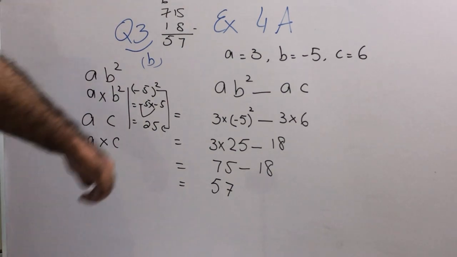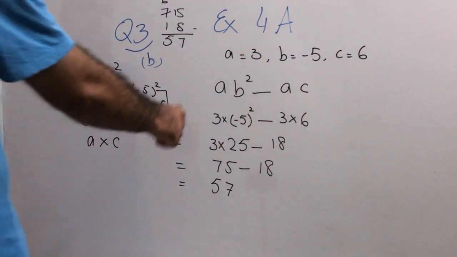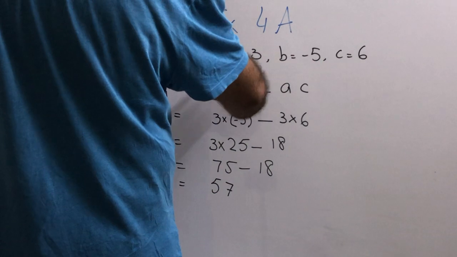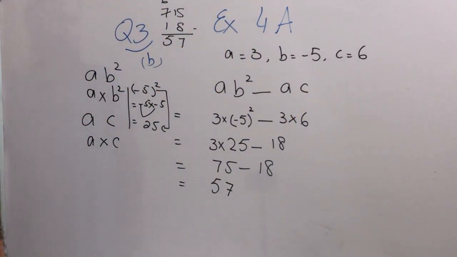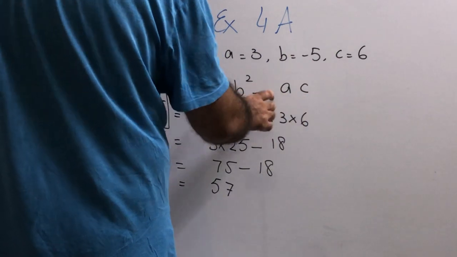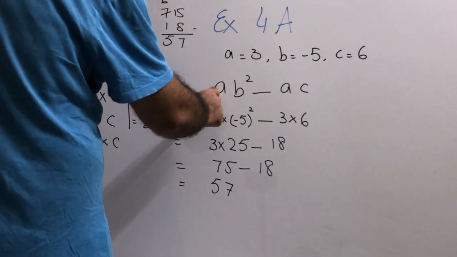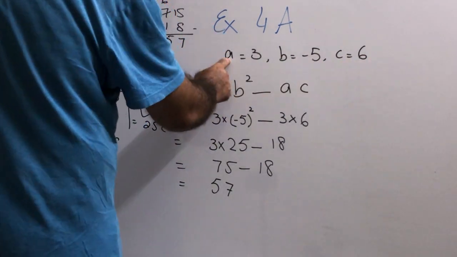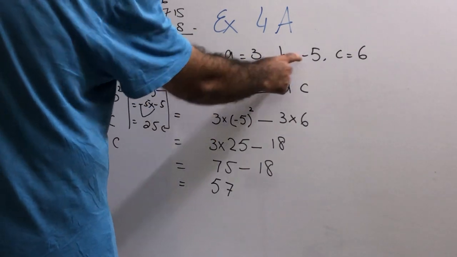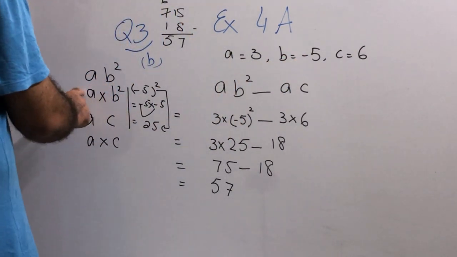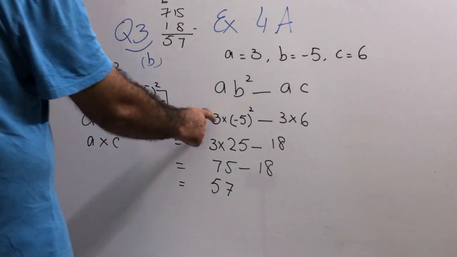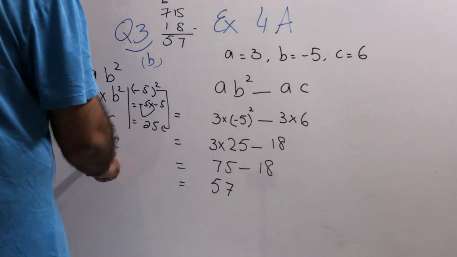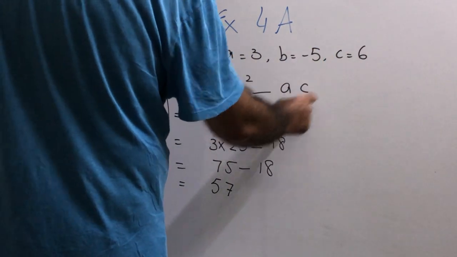I recap. The values for a, b and c were given. The expression was ab square minus ac. What is an expression? When in the statement you can't find an equal sign, that is called an expression. If an equal sign is there in the statement, then it will be an equation. So in the first step we placed the values of a, b and c. a was 3, b square, b is minus 5, so we told you ab square means a is being multiplied with b square. 3 multiplied by, plug in the value of b, minus 5 square, minus ac means a is multiplied with c, a is 3, c is 6.